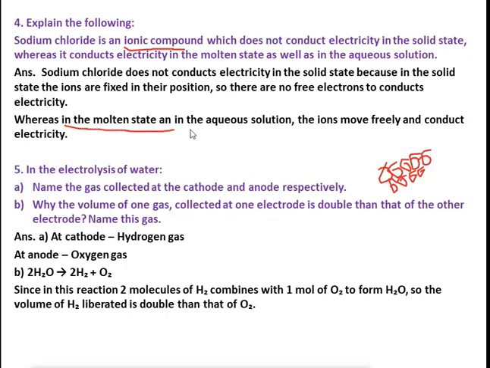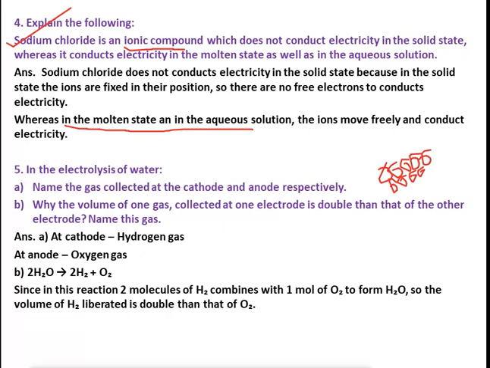But in the molten state or in the aqueous state, the ions can move freely. Free electrons are present, so electricity will be conducted in the molten state and in the aqueous state. This is a very important question. Many times this question is asked in the board exam, that why ionic compounds do not conduct electricity in the solid state, but they conduct electricity in the molten or in the aqueous state.